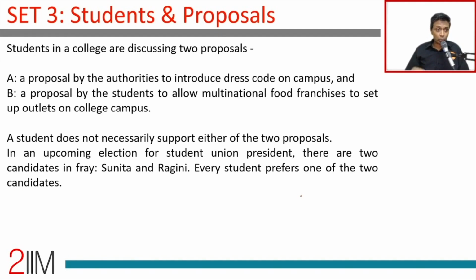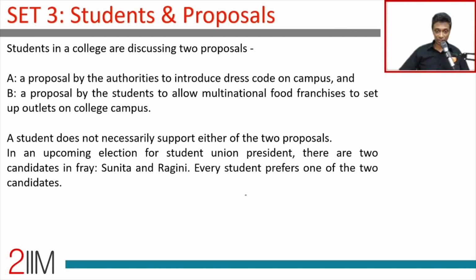Students in a college are discussing 2 proposals. Proposal A: a proposal by authorities to introduce a dress code on campus, the need of the hour. Just kidding. Proposal B: a proposal by the students to allow multinational food franchises to set up outlets on the college campus. Glorious purpose. Wonderful proposals, all particularly important. A student does not necessarily support either of the two proposals. In an upcoming election for student union president, there are two candidates in fray, Sunita and Ragini. Every student prefers one of the two candidates. Wonderful, I like where this is headed.